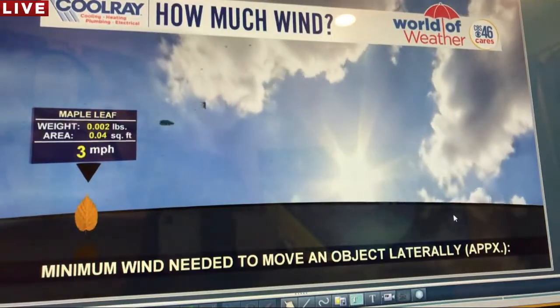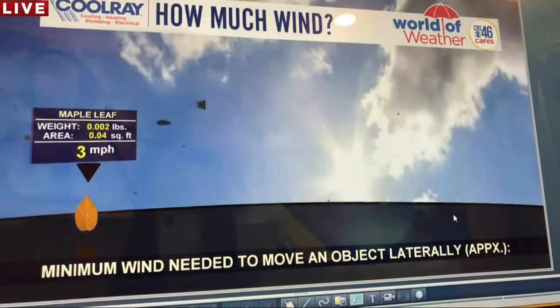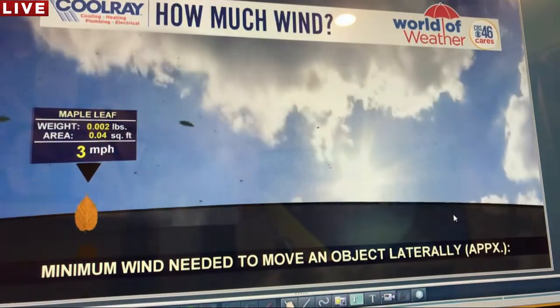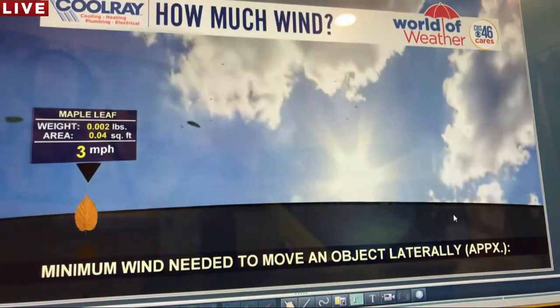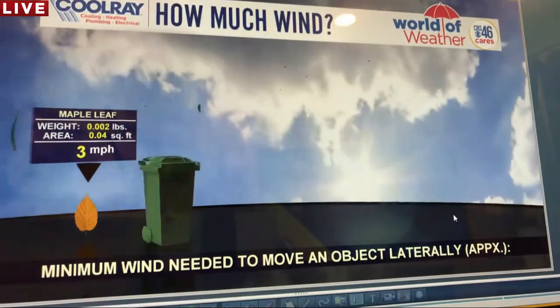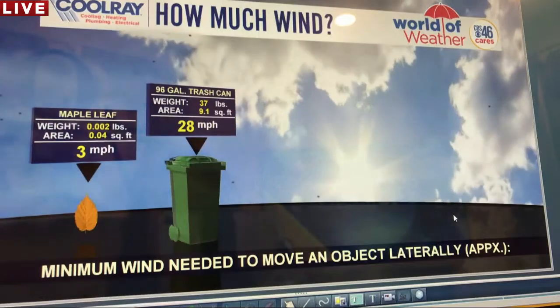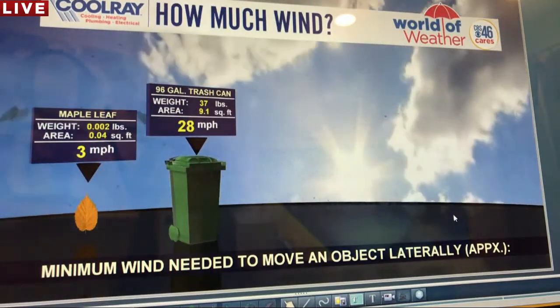Now, depending on how big the object is, how heavy the object is, that's going to determine how much wind you need to move it. But a maple leaf, so a leaf from a tree, 3 mile an hour winds will move it. So you'll see them move on the trees with 3 mile an hour winds. Again, 3 miles an hour, that's not strong. We see that almost every day. But you need 28 mile an hour winds to move a 96 gallon trash can.